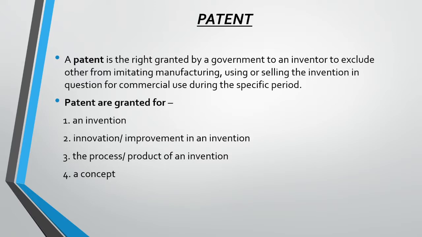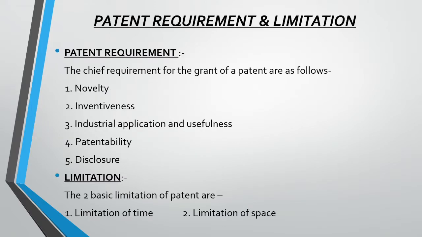For example, Basmati rice was patented by RiceTec of Texas in the USA in 1997, but India claimed that Basmati rice was a produce of India, in 1999. A patent is granted for an invention, innovation, improvement in an innovation, the process and products of an invention, or concepts. Requirements and limitations.